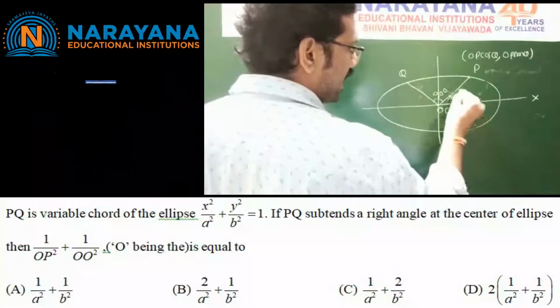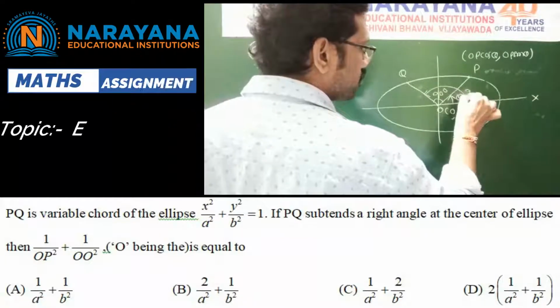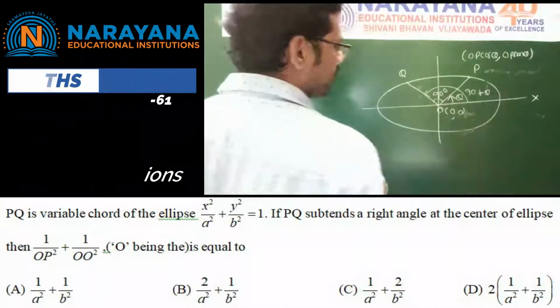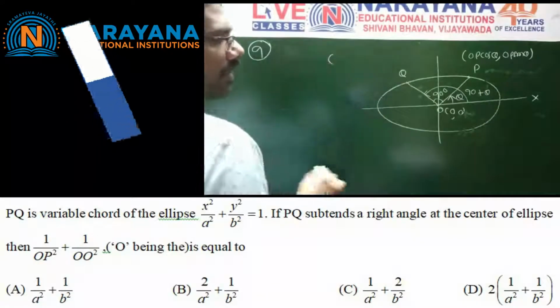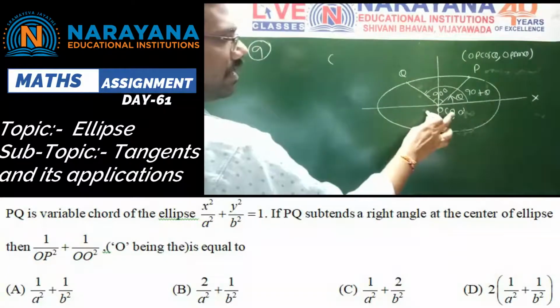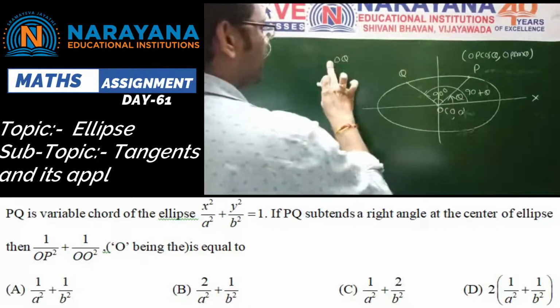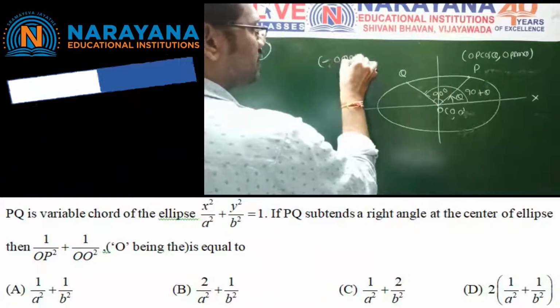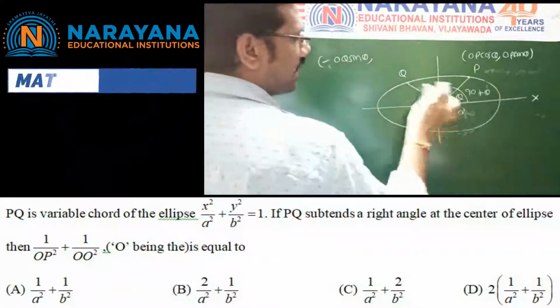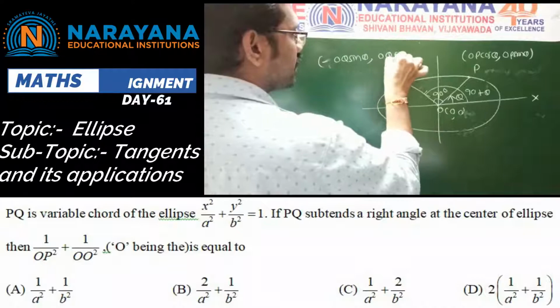The line OQ makes an angle 90 plus theta with the positive direction of the x-axis. Apply the parametric point: x1 is 0 plus r, which is OQ into cos of 90 plus theta. Cos of 90 plus theta is equal to minus sin theta. Sin of 90 plus theta is equal to cos theta.